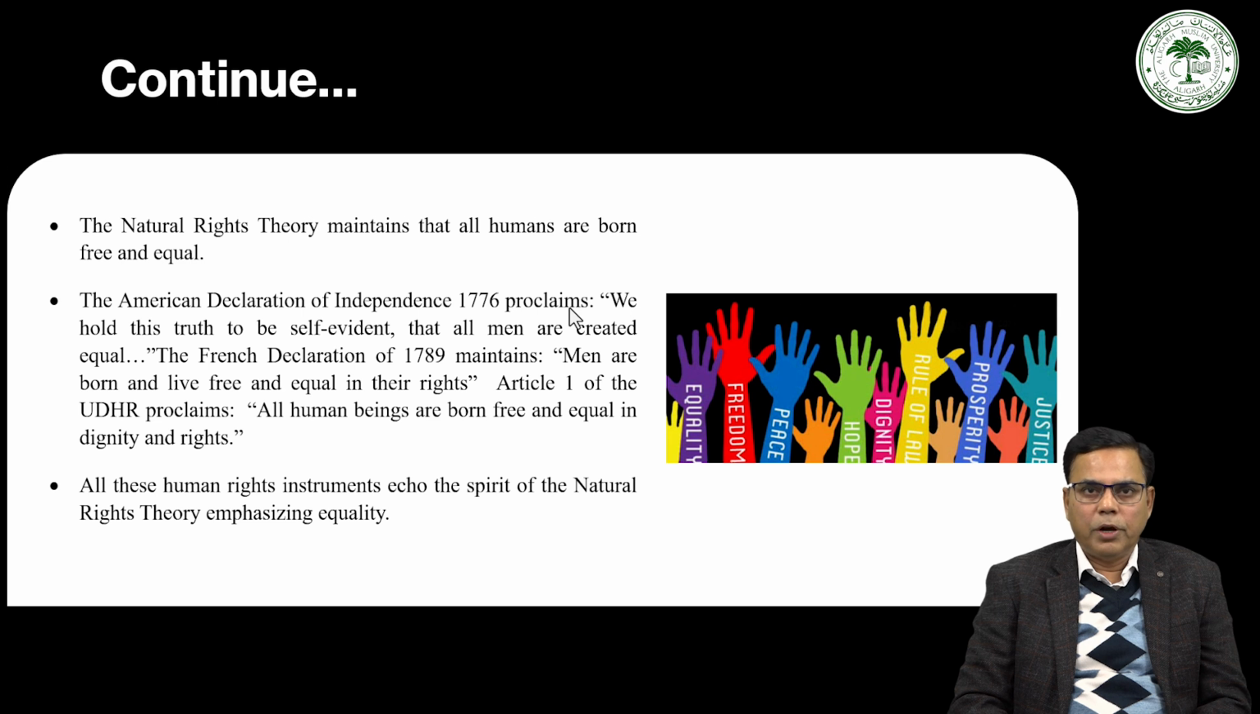And the best exponent of the natural rights theory, John Locke, emphasized this point: that in the state of nature, a stage when the state had not come into existence, people were enjoying equal rights, equal natural rights. And to be more specific, these equal natural rights included the right to life, right to liberty, and right to property. That was available to all the people without any kind of discrimination at all.